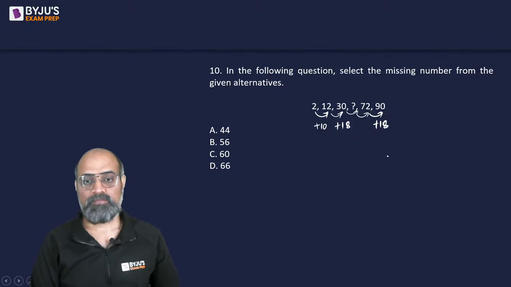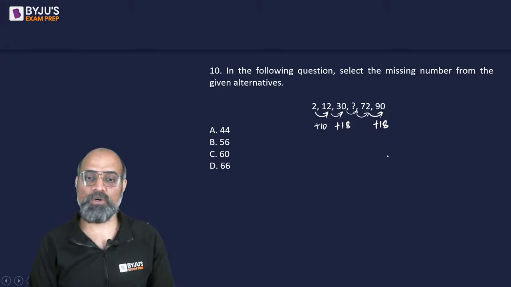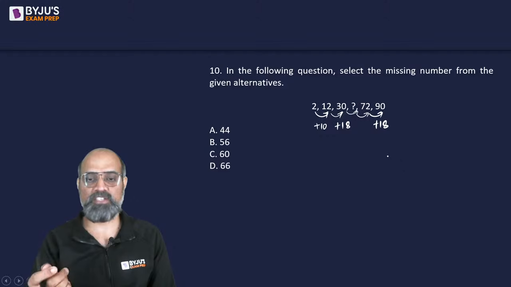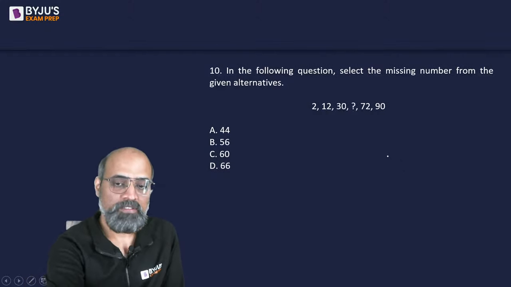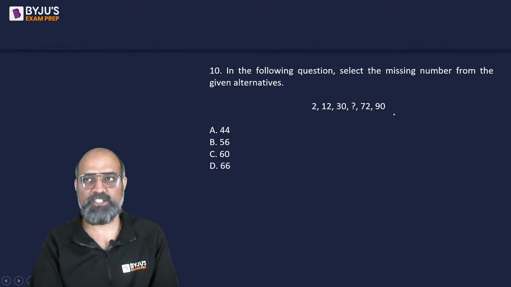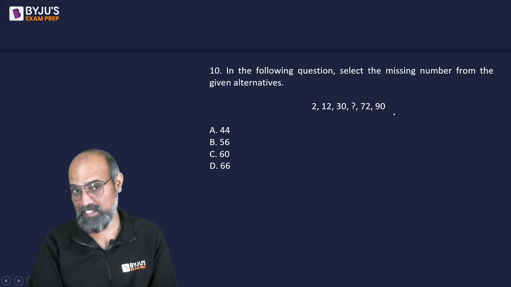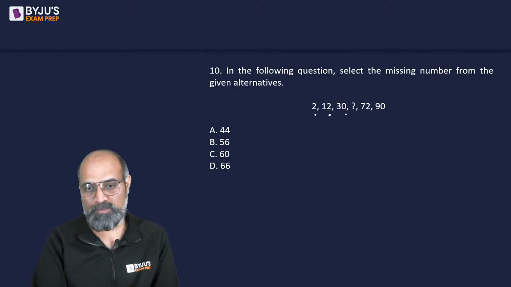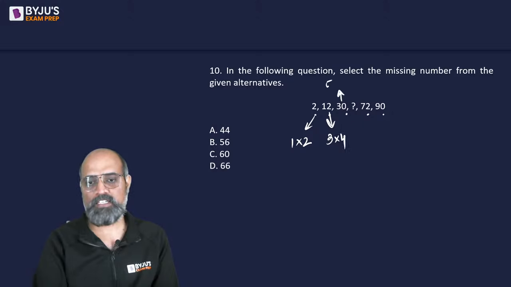Right? So it doesn't look like the change is kind of constant, right? So we have to think of something else. If you have practiced functions in algebra, or let's say sequences in series in algebra, you should always remember this series. 2 is 1 into 2, 12 is 3 into 4, 30 is 5 into 6, 72 is 8 into 9, and 90 is 9 into 10.